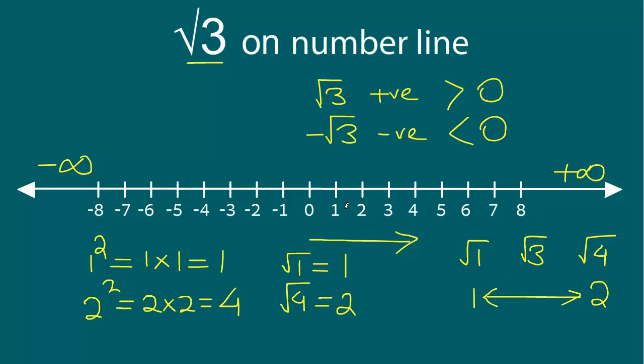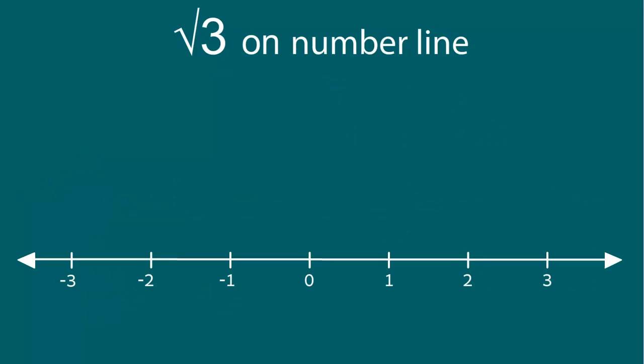That means that if we look at this space between 1 and 2, which is this space, so our square root 3 will lie somewhere in between, but we don't know exactly where. So let's find out more. So we have drawn the number line in a little bit bigger way, so we can actually have more space.